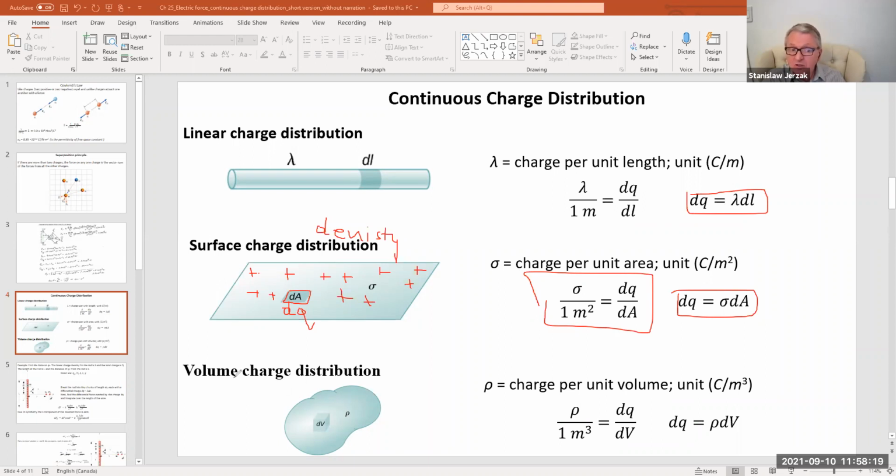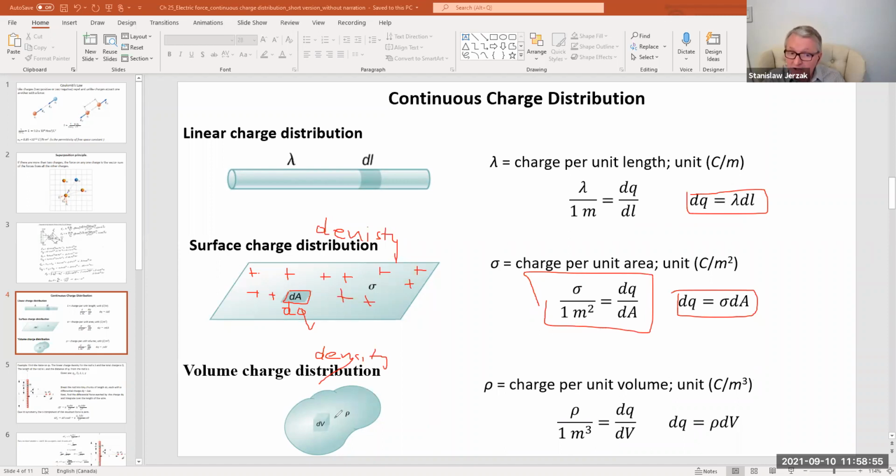Then in these cases, we define volume charge density. And that volume charge density, we designate by the letter rho, Greek letter rho. That's the standard symbol. So that volume charge density rho is just the amount of charge contained in 1 meter cubed of that plastic, let's say. So the unit of rho would be coulomb per meter cubed.